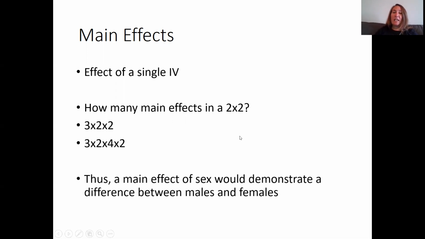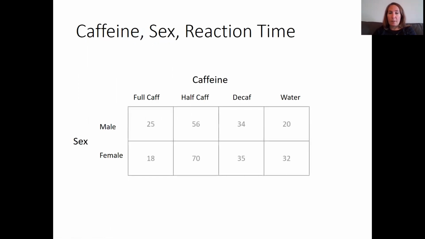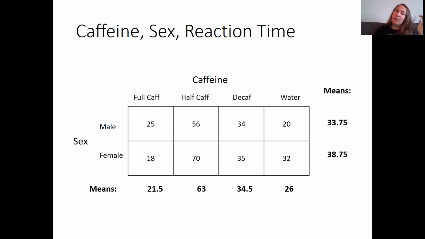So if your independent variable is sex and you have your levels of male and female, those are your 2 levels, a main effect of sex would tell you that there was a difference between males and females. Okay, so main effect is a statistical difference that happens within a single independent variable. So whenever you have a main effect, that means that your independent variable is statistically significant. Okay. So let's go into this factorial design here.